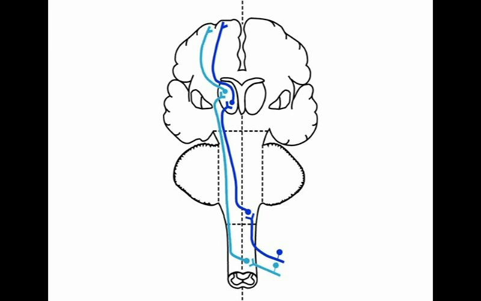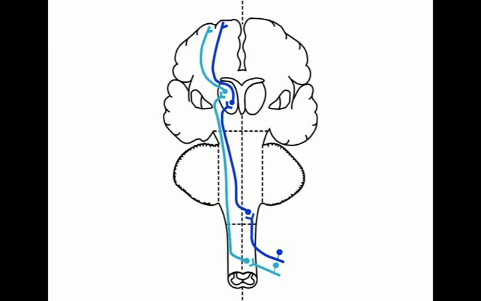As we look at the spinothalamic tracts, they enter the spinal cord and cross almost immediately to the opposite side and then ascend up to the thalamus and on to the cortex. On the other hand, the dorsal column medial lemniscus system does not cross immediately. In fact, it doesn't cross until it reaches the medulla, and then it crosses over and ascends. So the level of crossing is different for the two systems.